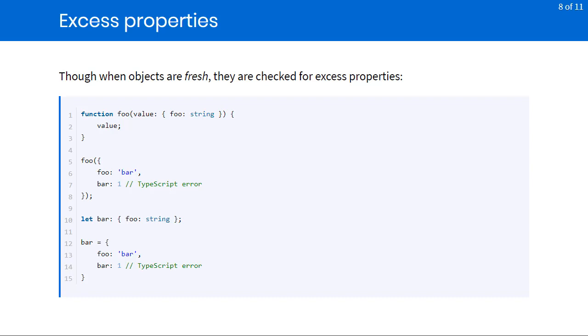TypeScript error here. And that's because the object structure that's looked for by the foo function doesn't contain a bar field, but we've included one. And that's going to be a problem for the type system. Similarly, if we have a variable bar, like you see here on line 10, that has one field foo of type string, and we try and instantiate that object, we get exactly the same error for exactly the same problem. We're trying to assign an object to a variable that has an excess property, and so therefore the type system is going to have a problem with it and generate an error.